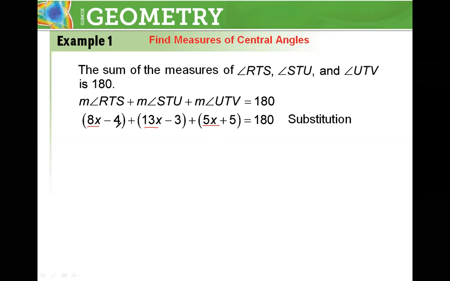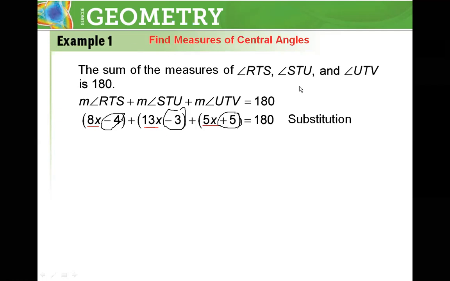And here, what about the numbers? I need to add the numbers. So about x, we have 26x. I need to add the numbers: negative 4 plus negative 3 is negative 7, plus 5 is negative 2. Excellent. Equals 180.